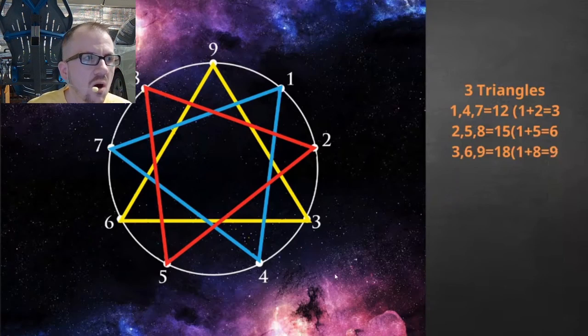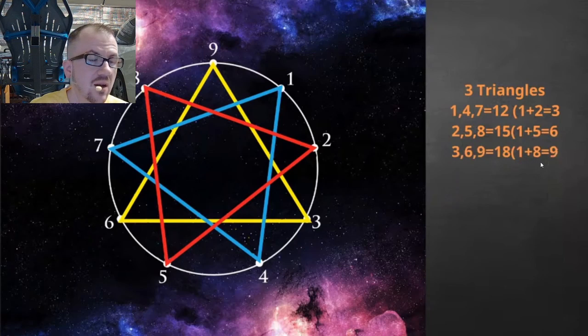Okay, and what is so awesome about that is when you add 1, 4, and 7 using the math we're talking about, you end up with the number 12. Well, 1 plus 2 equals 3. When you add 2, 5, and 8, you end up with 15. And 1 plus 5 is 6. And when you add up 3, 6, and 9, you end up with 18.